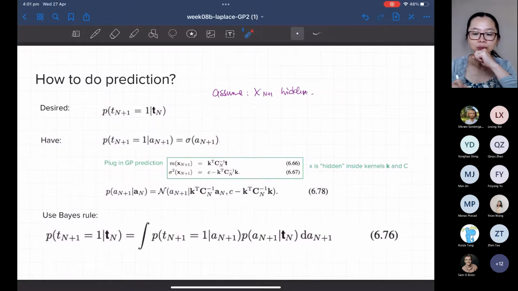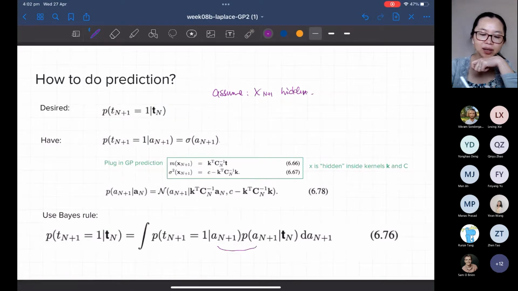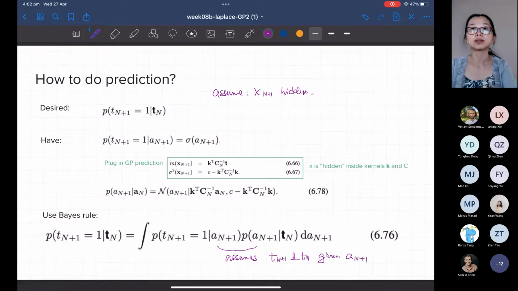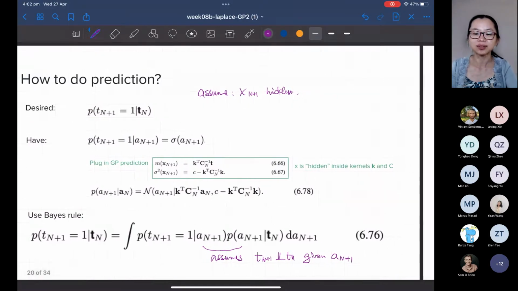With these components, we can unroll the target expression using Bayes' rule. Instead of computing t n+1 equals 1, we compute the general probability of this and a sub n+1, and then we marginalize out a n+1. We can break down the joint distribution into two pieces. This assumes basically that t n+1 is independent of t n given a n+1. This is a valid assumption because t n+1 only depends on a n+1 once we know that through the logistic output function.